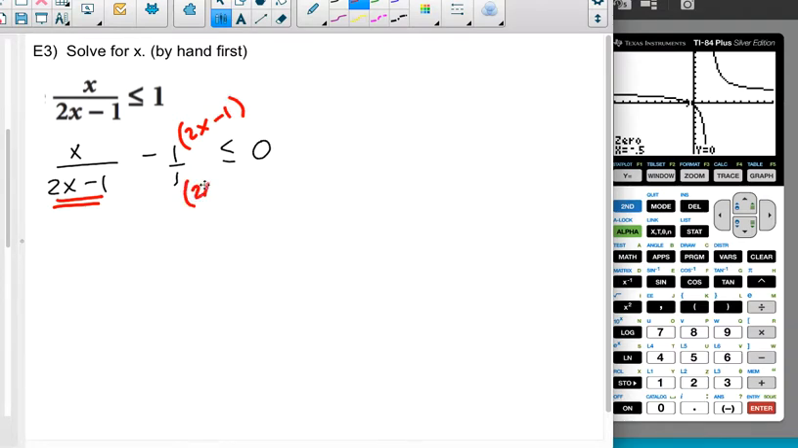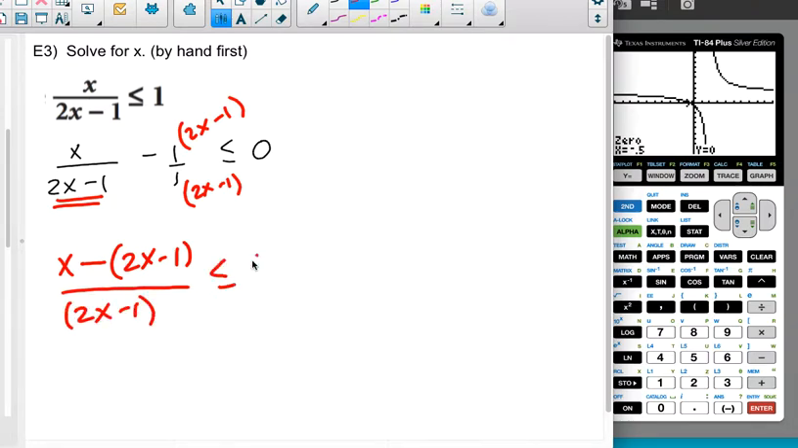And I promise I'll show you how this works in multiple videos, not just this one. So I'm going to get that this is an x minus the quantity 2x minus 1, right? Because there's a minus in front of that. All over my nice, happy common denominator is less than or equal to 0. When I clean this up, I'm going to get that this is a negative x plus a 1. So negative x plus 1 on top of a 2x minus 1 is less than or equal to 0.